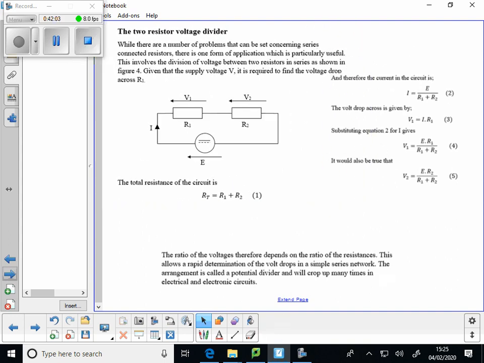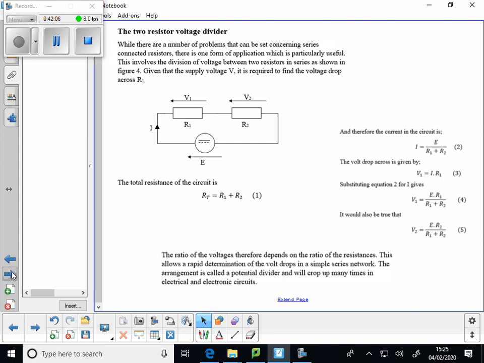We can get a formula for calculating the volt drop across one of the two resistors in one go. We know that the total resistance is R1 plus R2, and therefore circuit current I is equal to E over R1 plus R2, and the volt drop across a resistor, V1 for instance, is I times R1. So we've got equation 2 here.